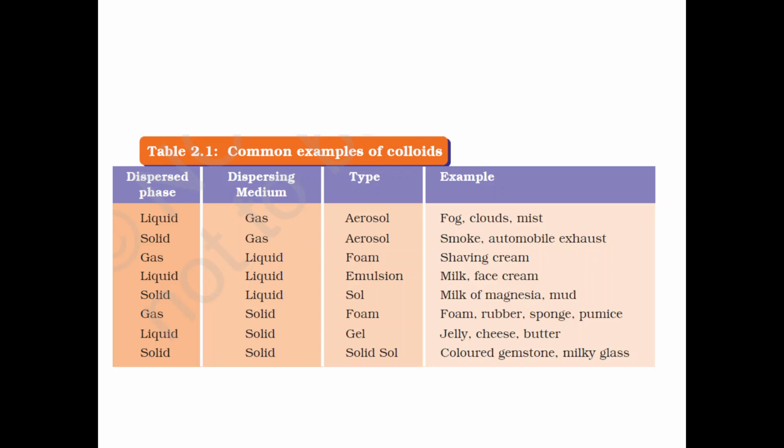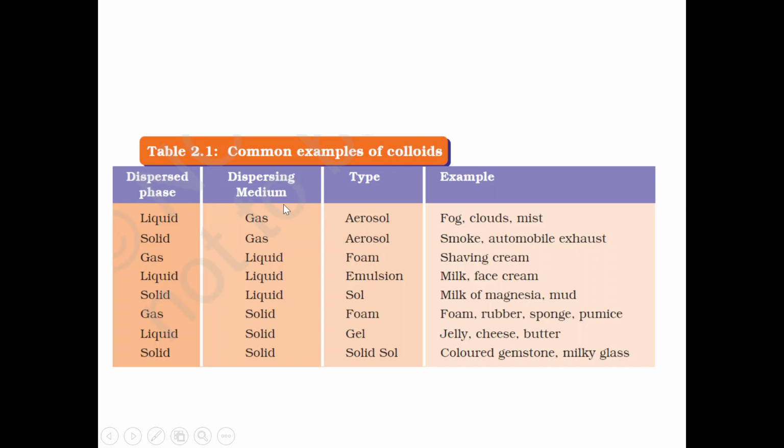So these are some common examples of colloids. Before I talk about these different examples, I want to mention that in a colloid there are two types of phase: one is the dispersed phase and the other is the dispersing medium. As in a solution there are two things, the solute and the solvent. So in a colloid, the first component is the dispersed phase and the second component is the dispersing medium. Regarding the different components of colloids, you will be reading in our higher classes.